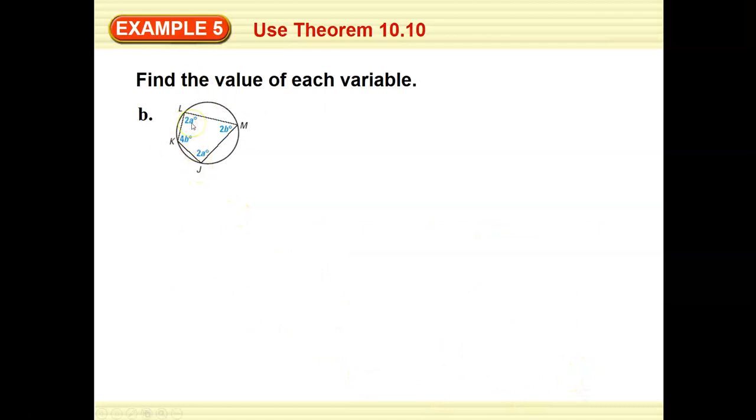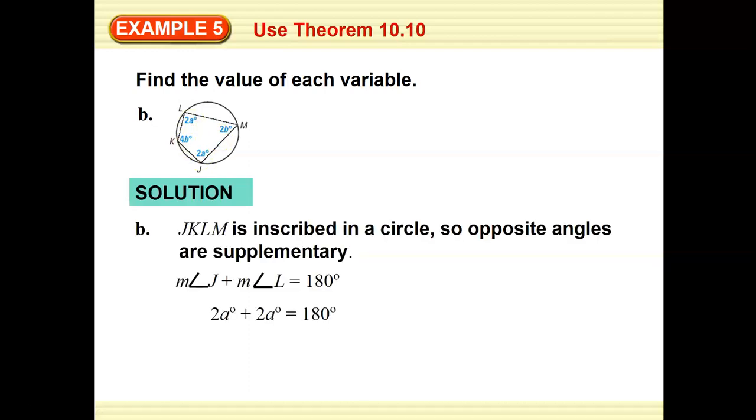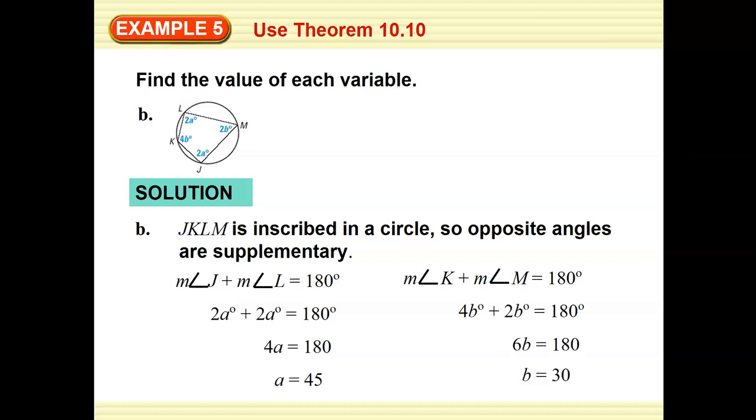So here we have opposite angles. 2a plus 2a has to equal 180, and 4b plus 2b has to equal 180. And again, we write those. 2a plus 2a is 4a. Divide by the 4, you get 45 for a. And then 4b plus 2b is 6b, so you get 30 for your b.